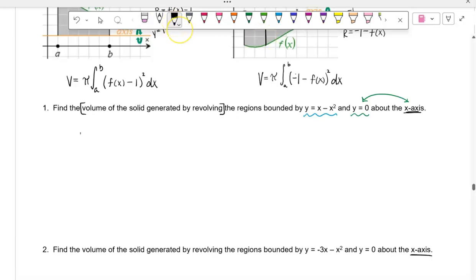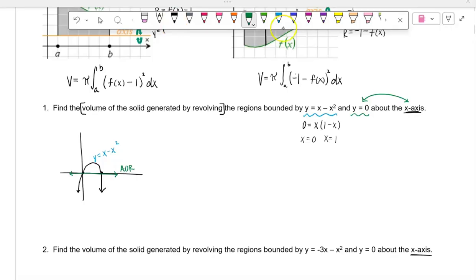So to graph this, we can go ahead and factor. So we've got 0 equals x times 1 minus x. So we've got zeros at 0 and then at 1. So I'll go ahead and go out a little bit more and plot that right there. And then this line is going to be y equals x minus x squared. And then our other line is this y equals 0, which happens to be the x-axis. So I'm also going to write down that that's my axis of revolution because that's what we're revolving around.